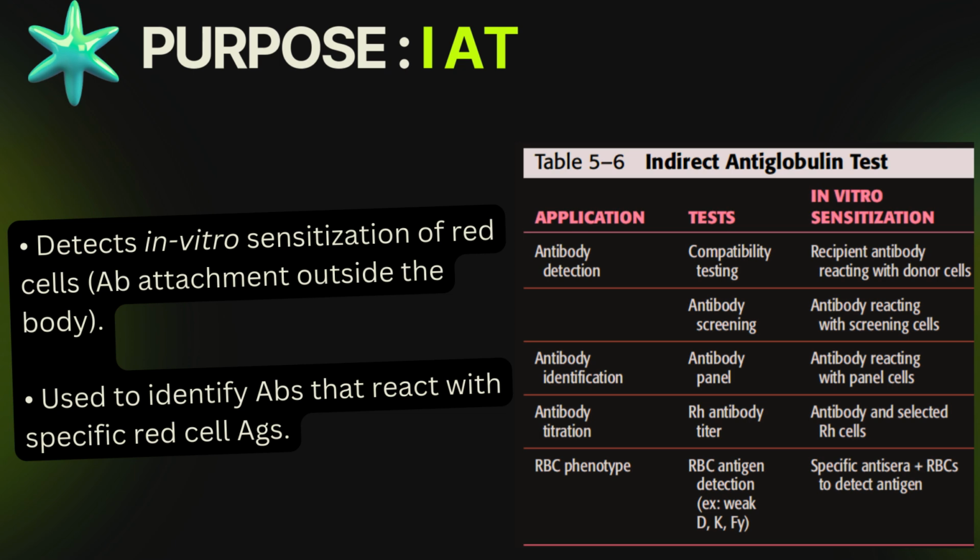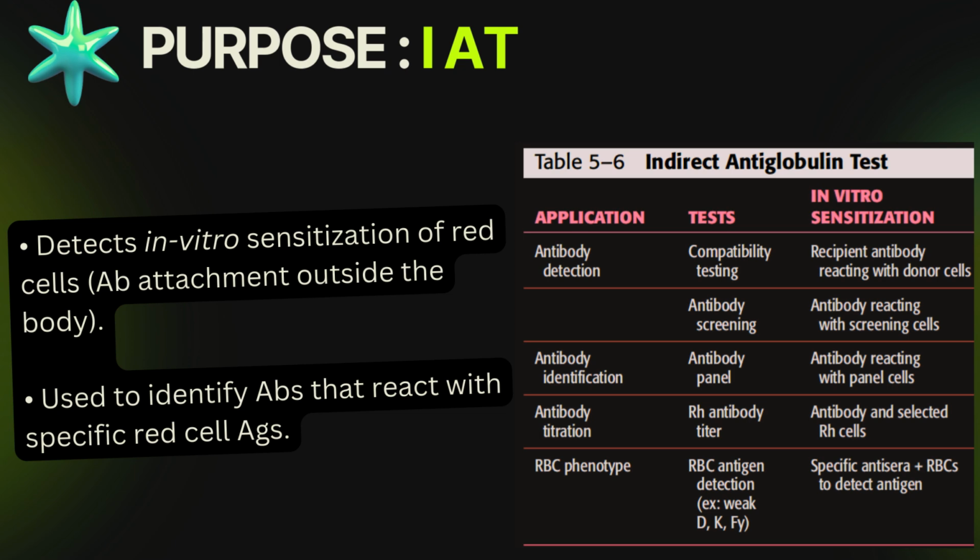Then, how about the purpose of IAT? IAT is a key component in our understanding of blood compatibility. It's specifically designed to detect antibodies that have attached to red cell antigens outside of the body, in vitro. This is a critical process because it helps us identify antibodies that react with specific red cell antigens, which is essential for safe blood transfusions and organ transplants. This test is particularly important as it allows us to identify potential immune responses before they occur inside the body, thereby preventing adverse reactions in patients.